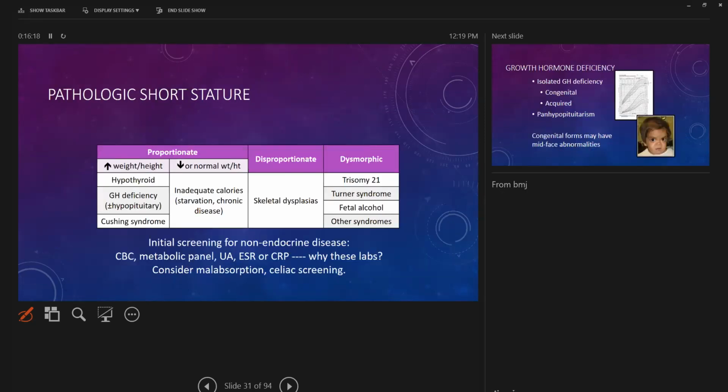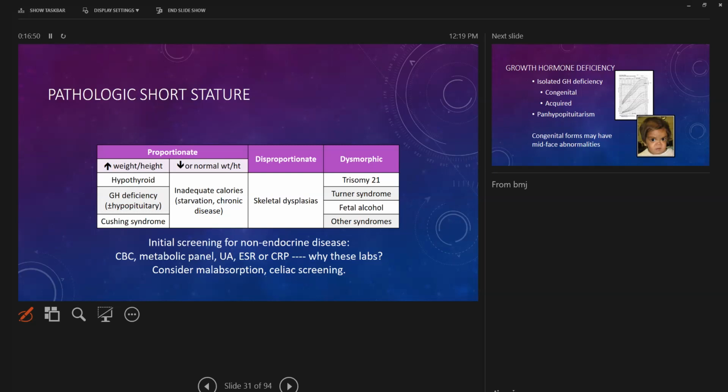Pathologic short stature, so they can be proportionate, disproportionate, or dysmorphic. So if they're just short, they're going to be proportionate. If they're disproportionate, we'd want to investigate for skeletal dysplasia, and we would investigate if we found signs of it. And if it's dysmorphic short stature, then it's going to be either some sort of a genetic cause, trisomy 21, Turner syndrome, fetal alcohol syndrome, and other syndromes.